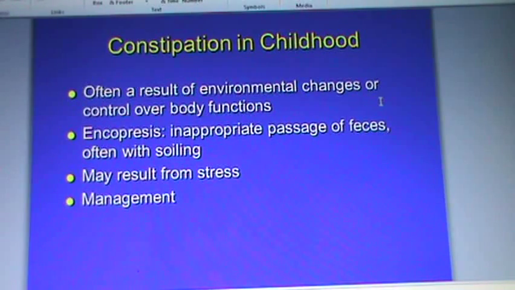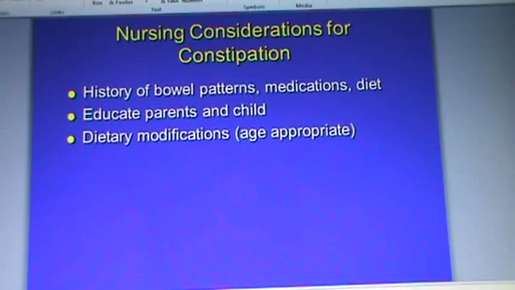Encopresis, what is that? Inappropriate passage of feces, often with soiling. May result from stress. Nursing consideration for constipation: you want a history of the bowel patterns. Look at their medications. Look at their diet. You want to educate the parents and the child. Dietary modifications appropriate to age.